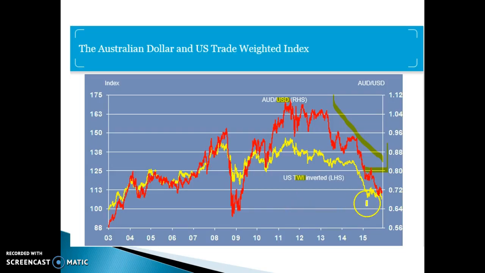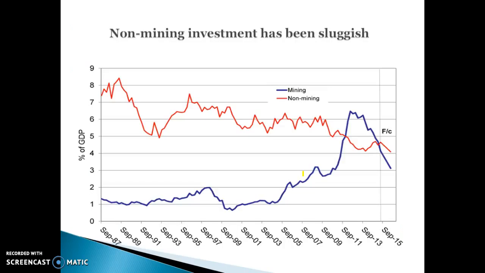So at the moment, the Australian dollar has fallen to about 77 cents, so it's actually picked up a little bit since this graph, and it's about 65 on the Trade Weighted Index. Now that's good because it's making our exports more competitive because it's cheaper for people overseas, but it's also making imports a lot more expensive.